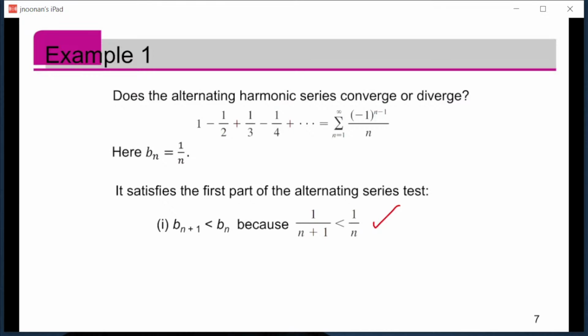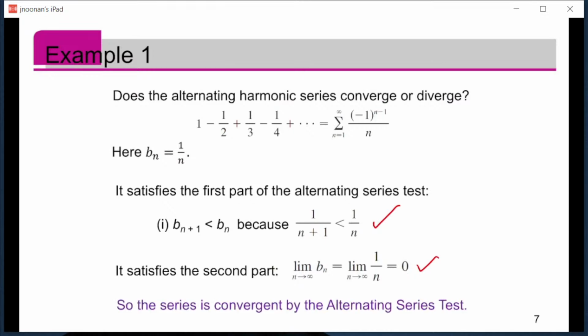The second thing we have to take care of is to check the limit. The limit as n approaches infinity of 1 over n is 0. And so I've checked that. Because both of those are true, I know that this series will converge.